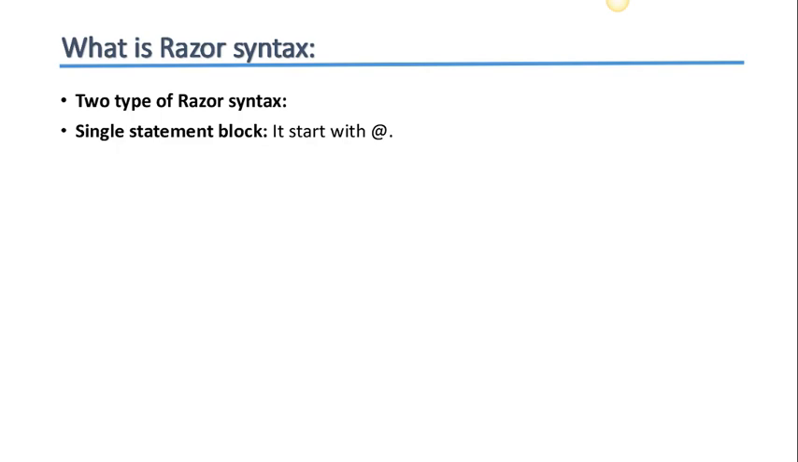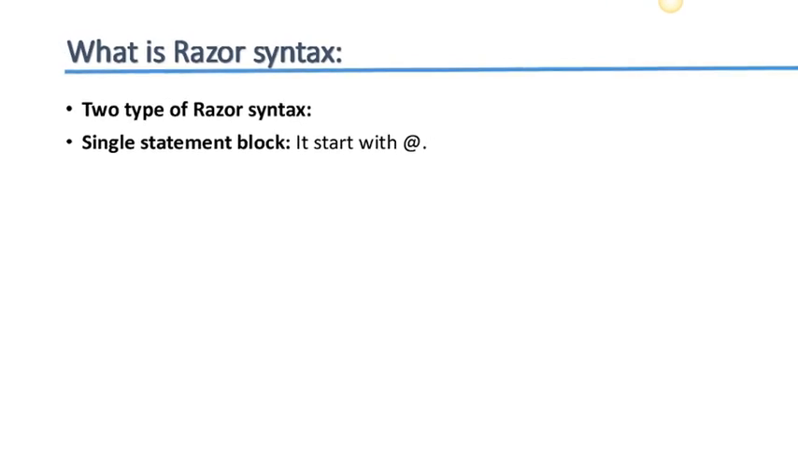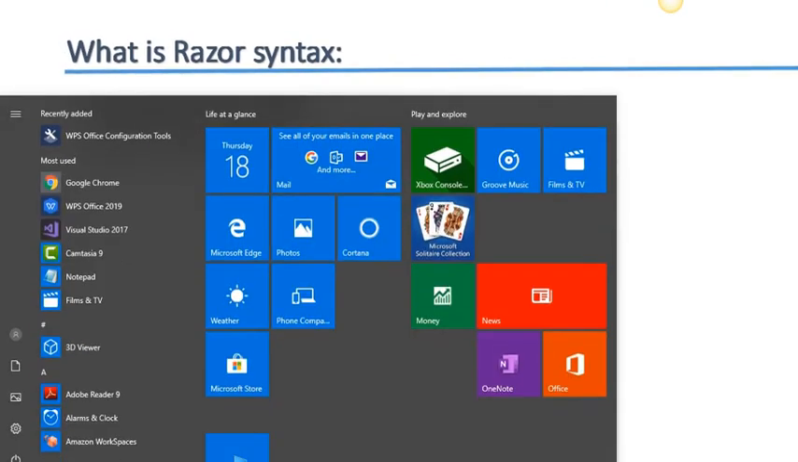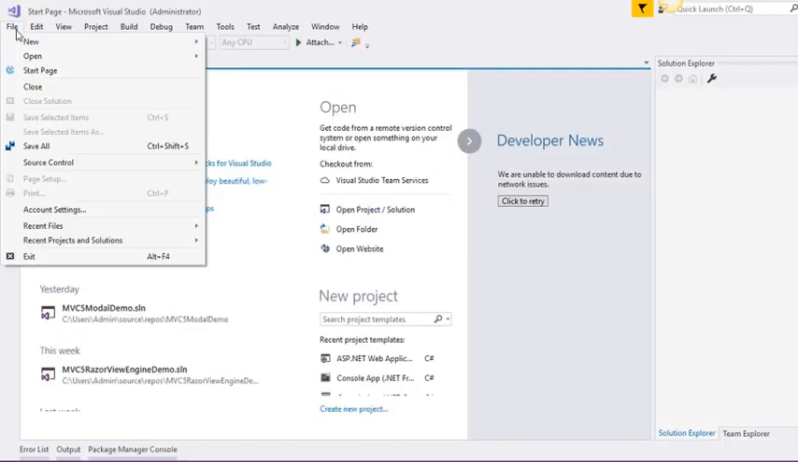So there are two types of Razor syntax. The first one is the single statement block, and the second one is the multi-statement block. The single statement block starts with @ and we can write the code. So we can go programmatically and understand more about the Razor syntax. To understand the Razor syntax, we can create one application.